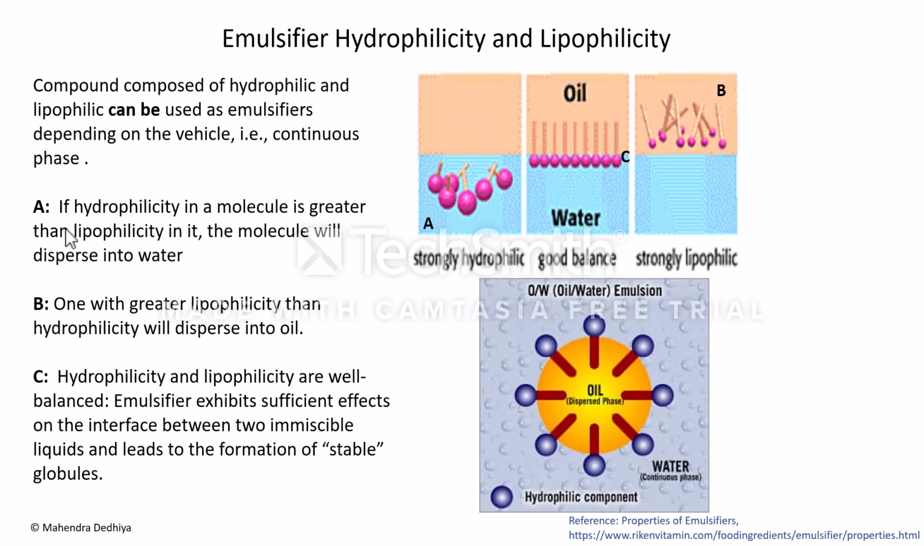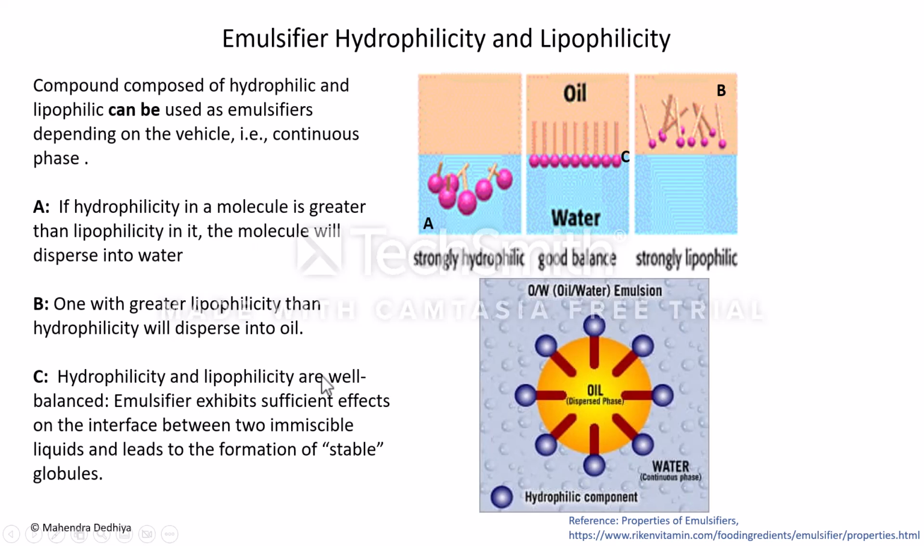Emulsifiers have hydrophilicity and lyophilicity. So there are many compounds that have hydrophilic and lyophilic nature. And they can be used as emulsifiers. However, it depends on the continuous phase and the ratio of oil to vehicle or aqueous phase. If hydrophilicity of the molecule is much greater than lyophilicity, the molecule will disperse into water as shown in A, and it will not emulsify the oil-water mixture. Similarly, if the lyophilicity of the emulsifier is much higher than hydrophilicity, it will not form an emulsion. It will disperse into oil. So using an incorrect emulsifier will not make an emulsion.